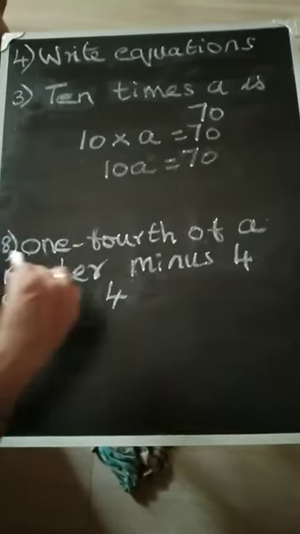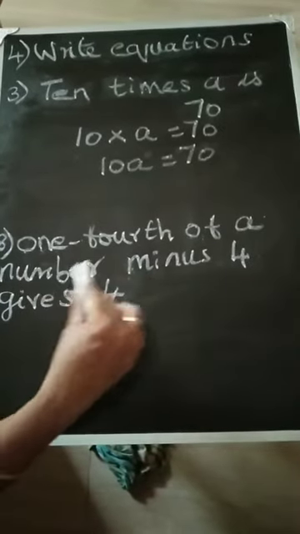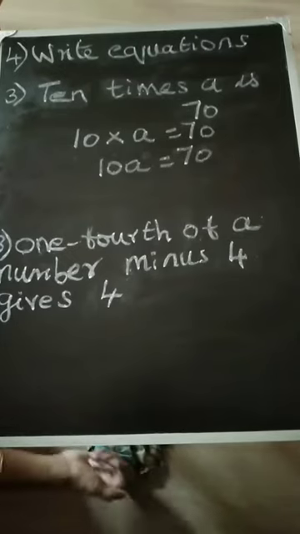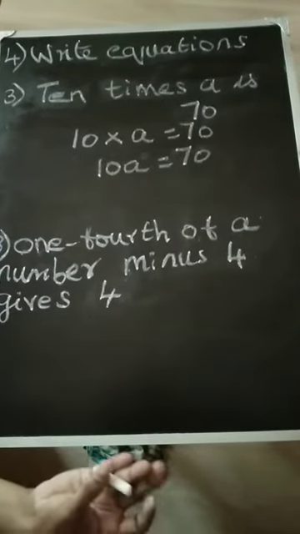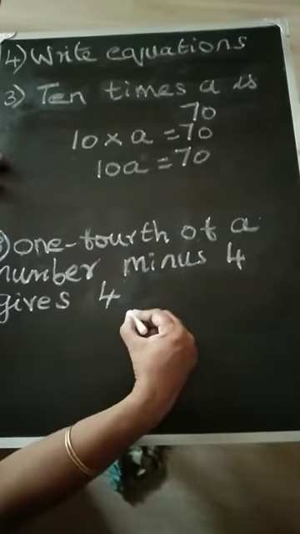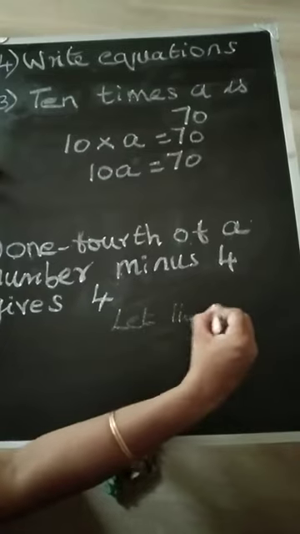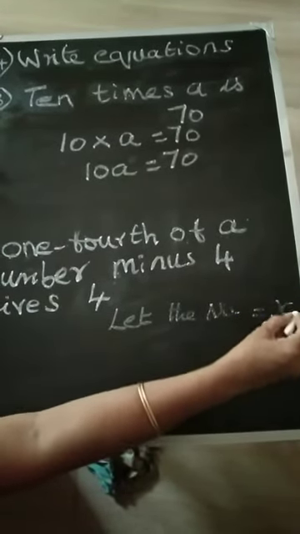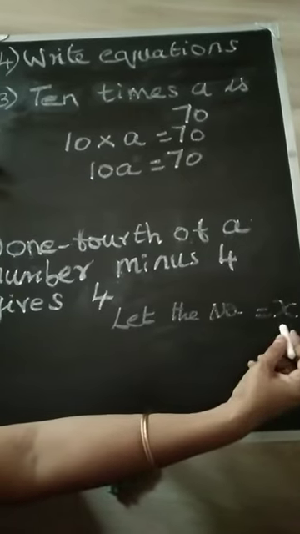Eighth question. 1/4 of a number minus 4 gives 4. So 1/4 of a number. We don't know the number. So we will have the number to be, let the number be... I am writing N-O, you are not supposed to write N-O. You are supposed to write it fully. Let the number be X.